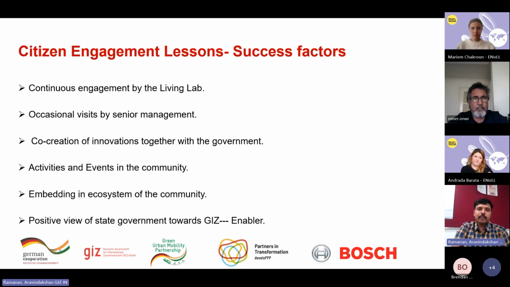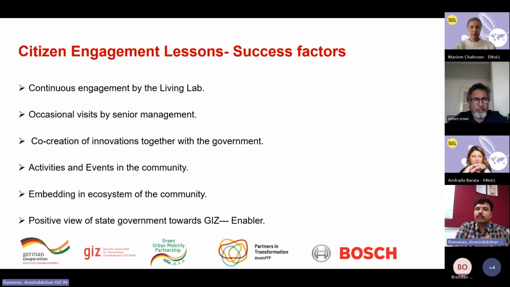So this is a summary of the citizen engagement lessons. The Living Lab continuously engages with the citizens. We also have occasional visits by the senior management of GIZ to the community, so they know that this Living Lab is serious about engaging with them. As I mentioned during the innovations, we always co-create innovations with the community and the government together. We also did activities and events in the community, for example, cycle days, which increased our reach to these citizens. And we are embedded in the ecosystem.